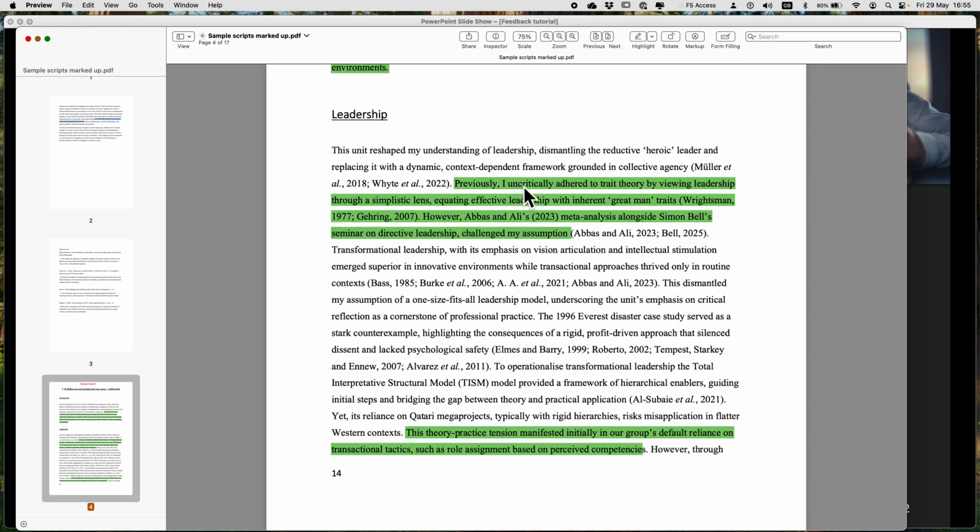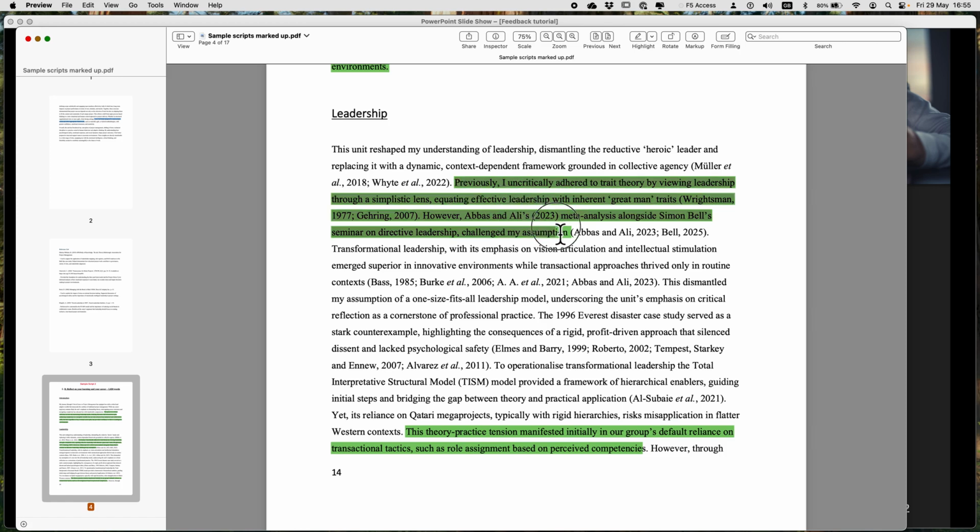"Previously, I uncritically adhered to trait theory." This is really interesting because it tells me a couple of things. It shows learning, which is remember what the brief was looking for: connect your learning to your career through the theories and tools and models that we've taught you. So previously, there's a contrast here. This is going to demonstrate that they've learned, they've moved from one place to another place. There's been a change here.